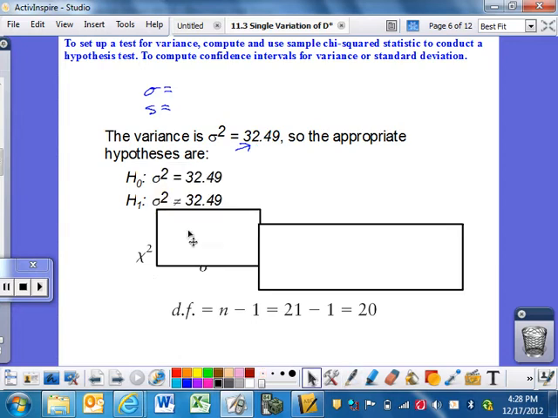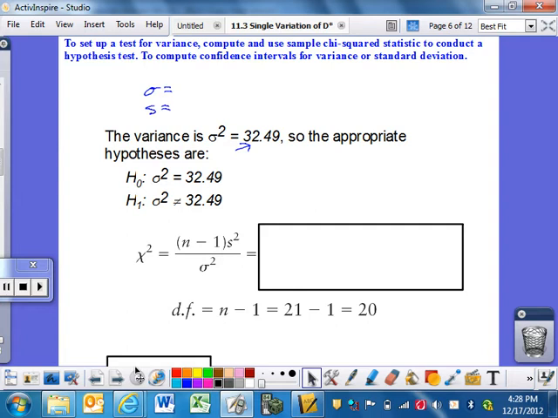That's what you have to give me in your null and alternate hypothesis. We are testing a variance, so it has to be the squared one. Not the 5.7. Some of you are going to end up writing that on the test, I have a feeling, so please don't do that. Use the squared. It's variance, so it has to be the squared one.